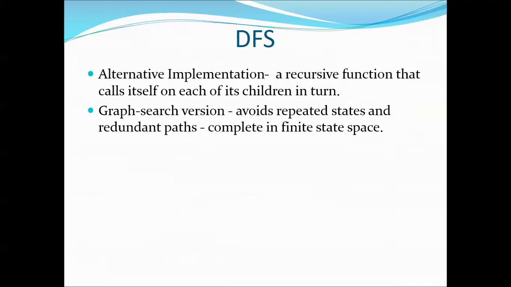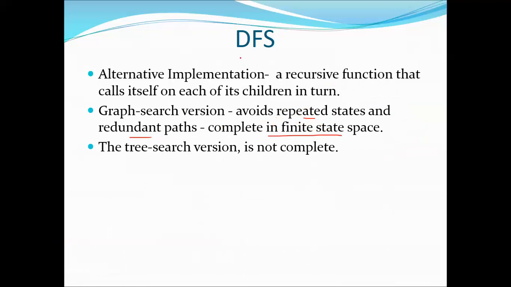And again, the DFS can be a graph search version or a tree search version. So already we have discussed graph search and tree search. A graph search is one which will avoid the redundant paths, whereas the tree search will create redundant paths. Okay. So graph search version, it avoids repeated states and redundant paths. It is complete in finite space. So what is this finite space?